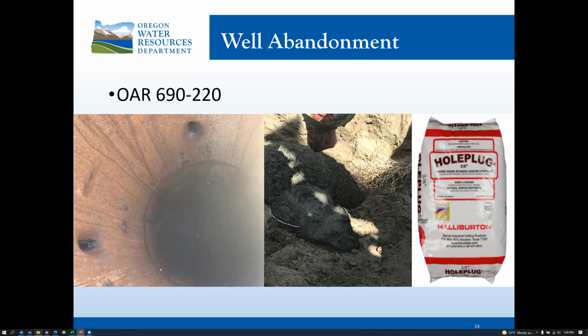So again, when we look at this, the emphasis here is that to abandon a cased well, the casing must be perforated and the borehole and well filled from the bottom up with cement. Conversely, if you want to use bentonite to abandon a cased well, the casing must be pulled prior to bentonite placement. And if you are going to use bentonite for well abandonment, advance notice is required to the local well inspector prior to its use.